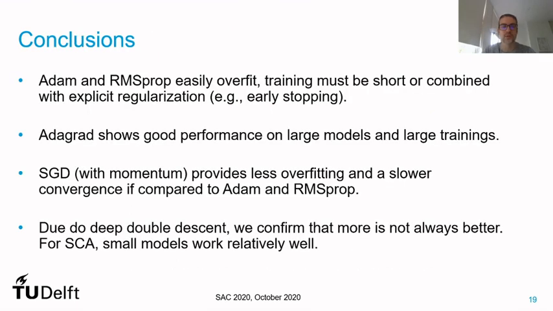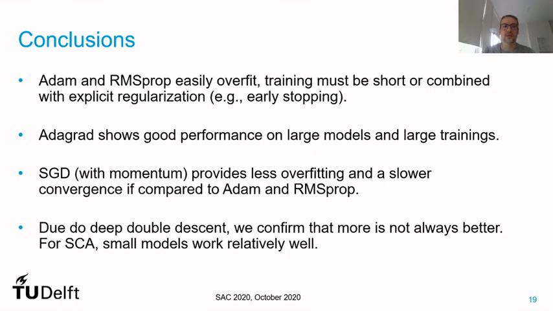So the main conclusions of this work are the following. Adam and RMSprop easily overfit, especially for large models, and the training phase must be short or combined with explicit regularization in order to avoid the early overfitting that can happen with these two optimizers. I would say early stopping with a specific metric, or some other type of regularization, data augmentation, etc., can help this process.